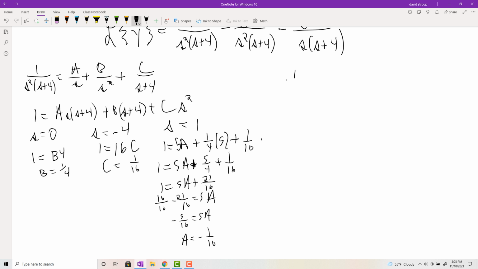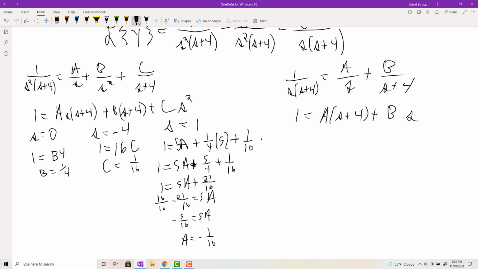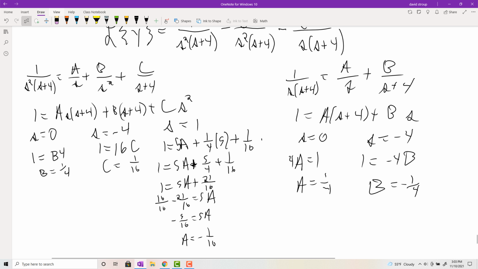The other one, 1 all over s times s plus 4 equals a all over s plus b all over s plus 4. So 1 equals a times s plus 4 plus b times s. So let s equal 0, you get a times 4 equals 1, so a equals 1/4. Let s equal negative 4, you get 1 equals negative 4b, so b equals negative 1/4. And then we want to rewrite everything.